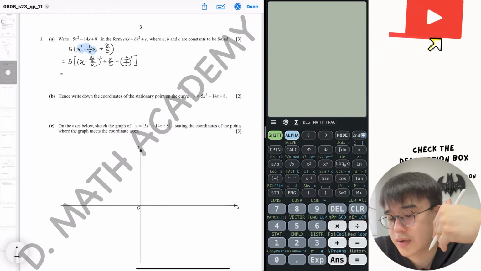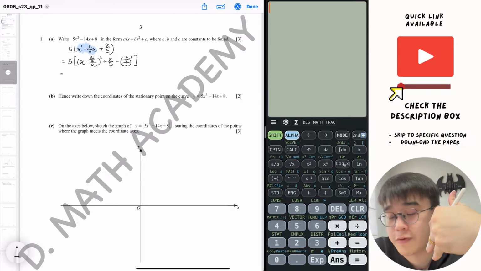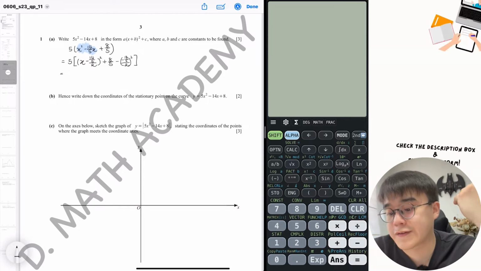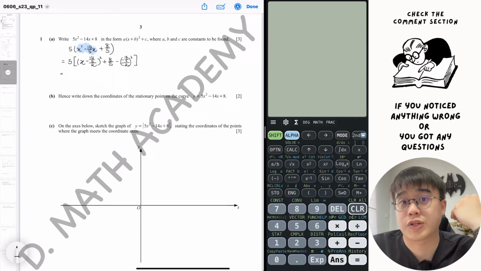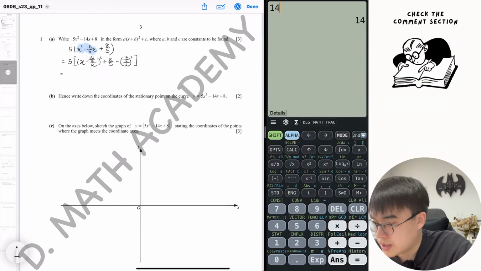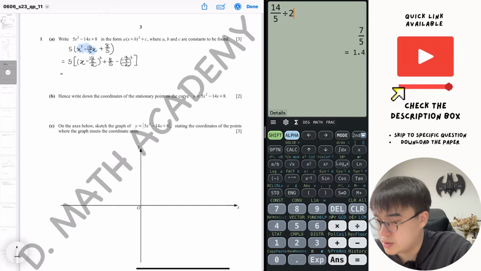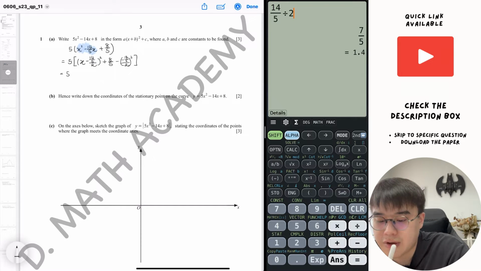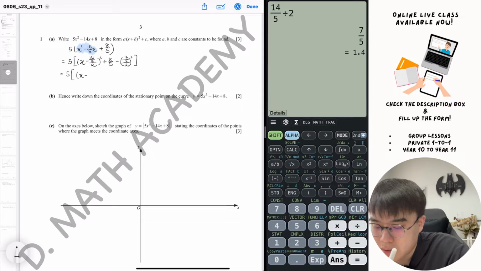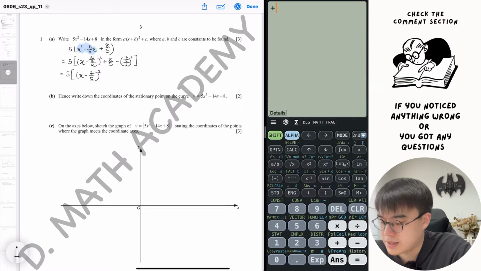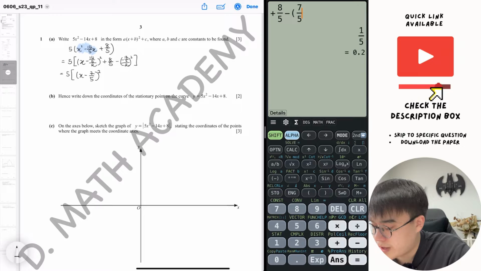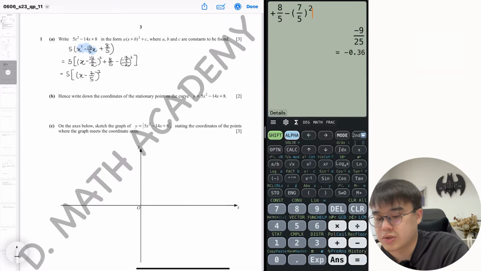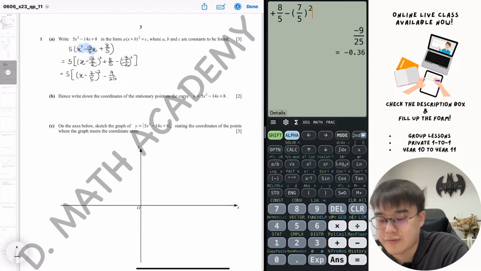For now, if you're looking into this type of paper review, I hope that you already have some sort of foundation so that you can go through the questions with me. Part of the calculation can be done through your calculator. For example, this one right here, I simplify it using the calculator, getting 7 over 5, squared, and for the balance at the back, it is 8 over 5 minus our 7 over 5 that was being squared. So I have negative 9 over 25.